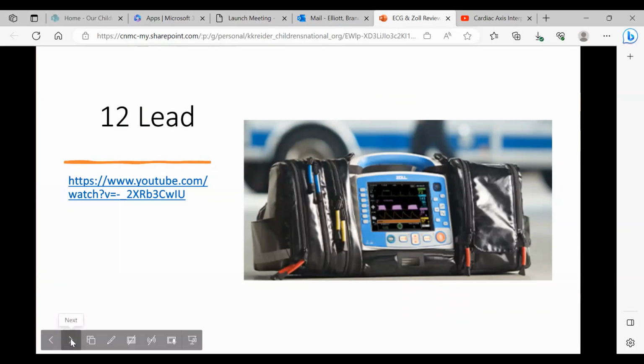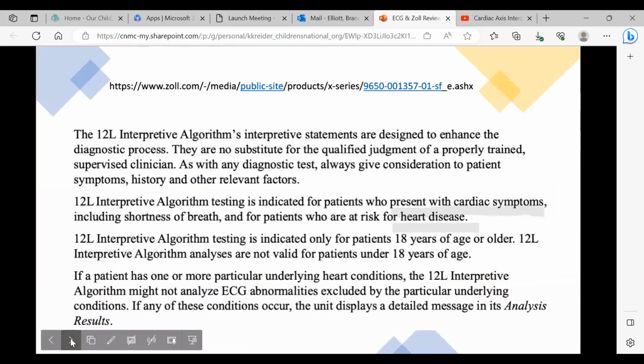When I used the LifePak 15, I used to pay attention. I honestly can't remember the last time I got a 12 lead on a kid. But I like the data.